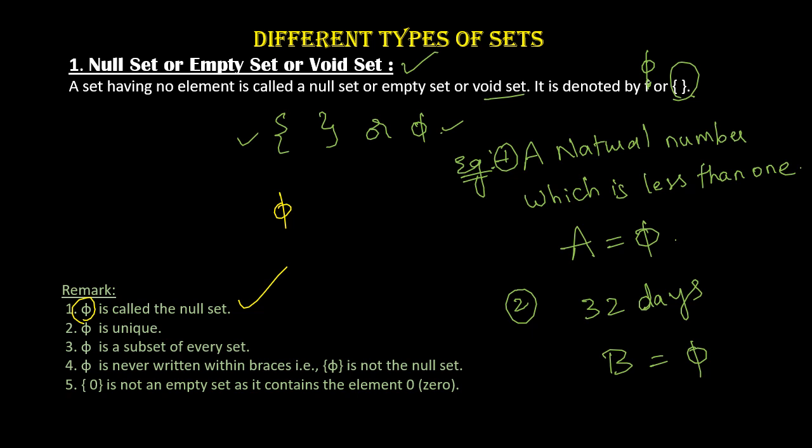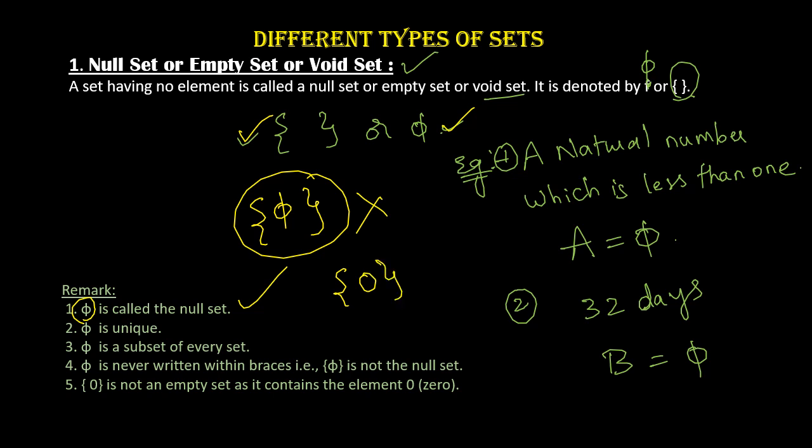So ϕ never, so I can't write this as {ϕ}. Why? Because both this is also ϕ, this is also ϕ. We should not represent this in this format. This is wrong. Agree? And also, can I take this as an empty set? You can ask me, ma'am, you said empty set, I'll be taking 0 because 0 is empty number. So this is not true.